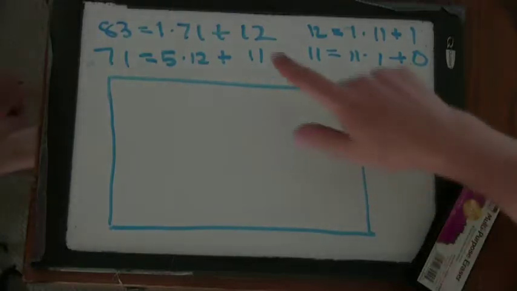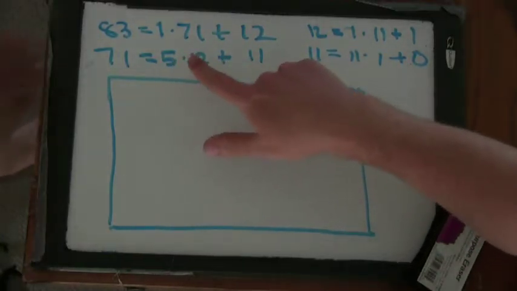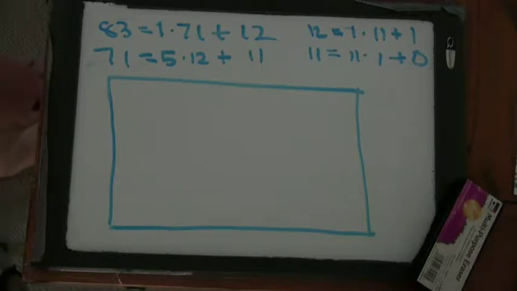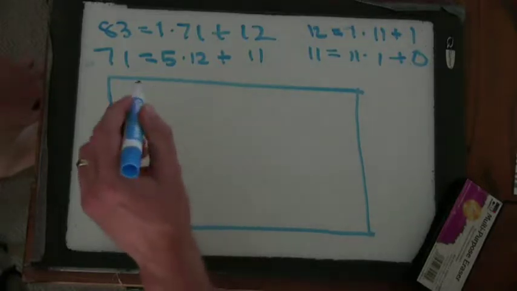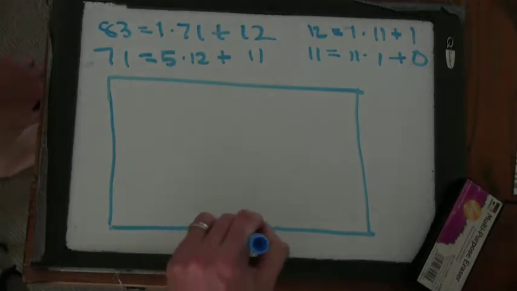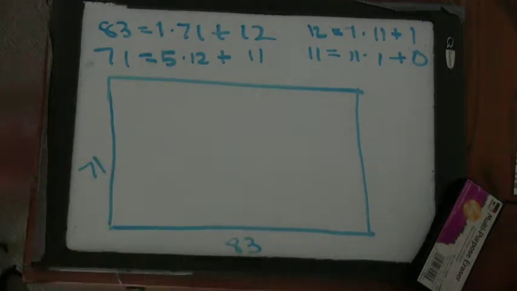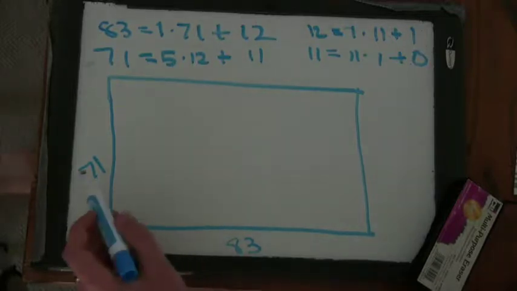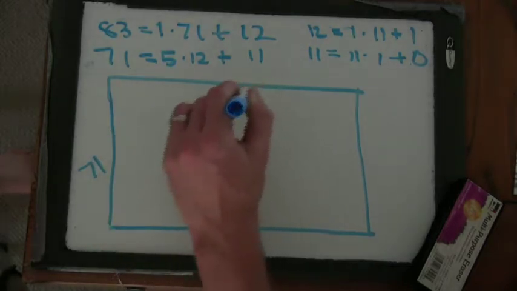Okay, so here are the numbers we went through last time. And I'm going to give you a geometric interpretation of the Euclidean algorithm here, which is kind of interesting. So I'm going to say this is a rectangle that's 83 long and 71 tall. Okay, it's probably not drawn perfectly, but I can fit one 71 over here.